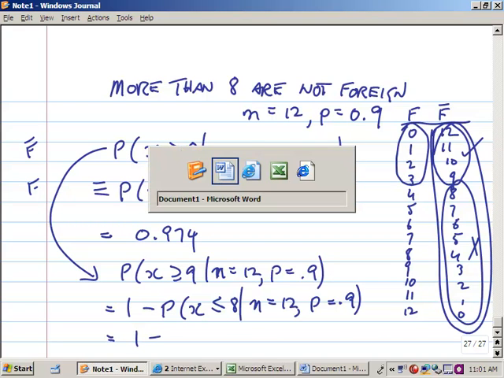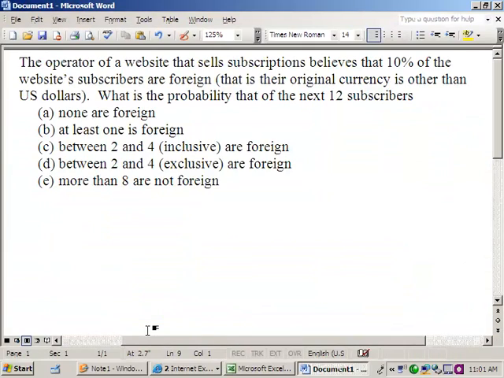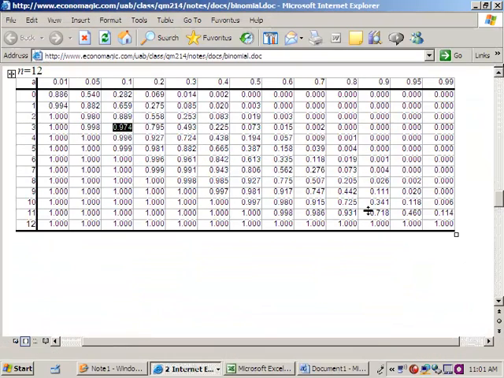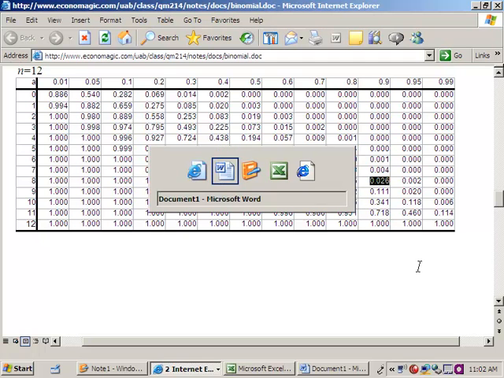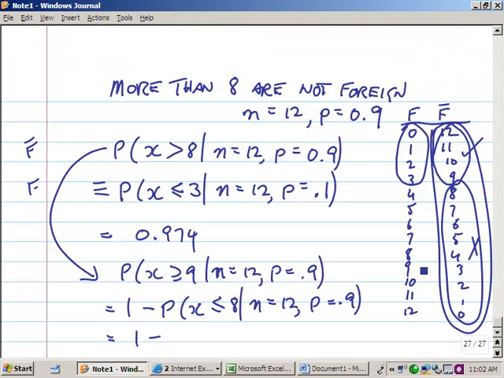Alright, let's see if we can find that. So p of 0.9 less than or equal to 8 is here. Okay. And so that's 0 to 6 we're going to take the complement of. And the answer to that is 0.974, which should be no surprise. Okay, so there's more than one way to skin a cat, right? Alright, and at this point I'm going to stop this.